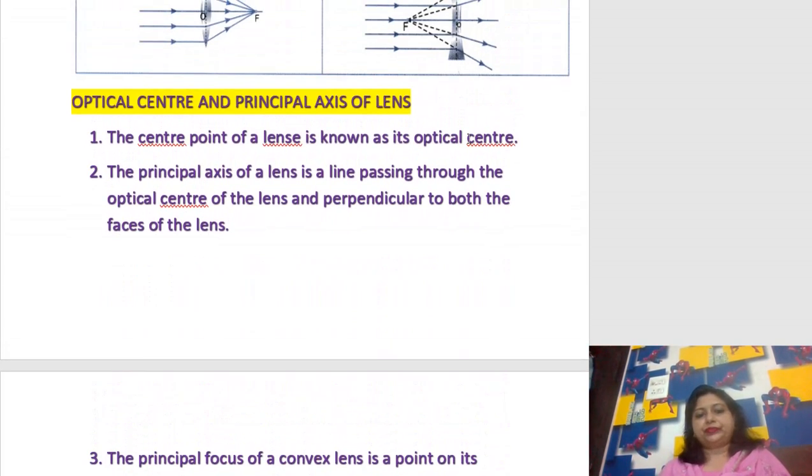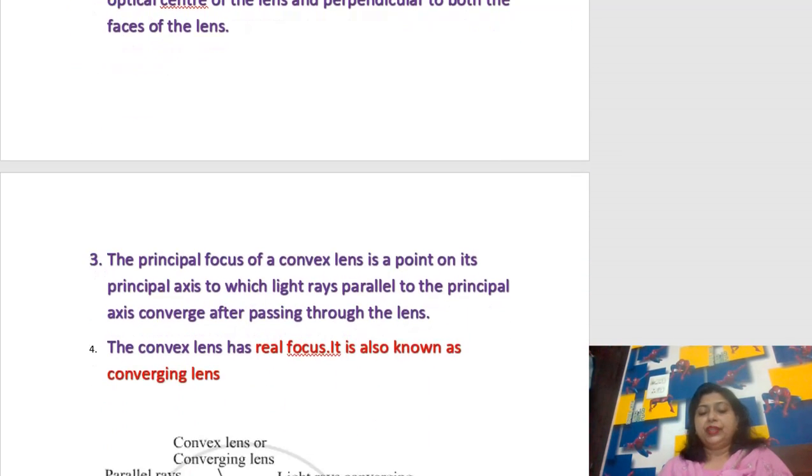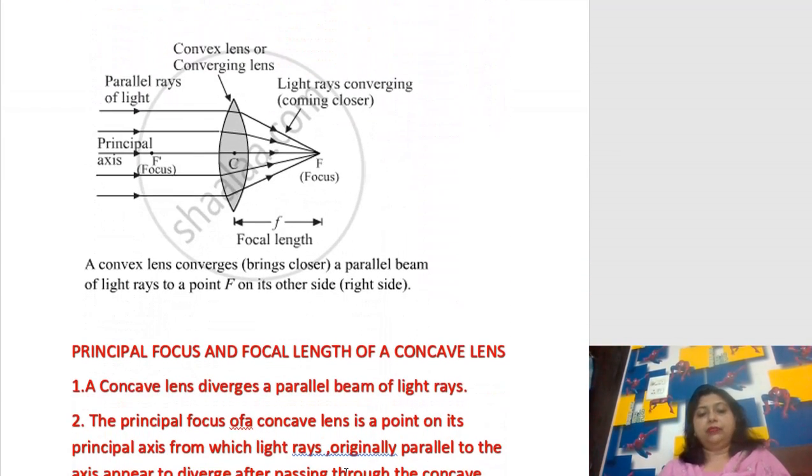The principal axis of a lens is a line passing through the optical center of the lens and perpendicular to both the faces of the lens. So what is the principal axis? Just see the diagram. Look, this is the principal axis. The rays which pass through the optical center, because this ray is not going through the optical center, so these rays are parallel to the principal axis, and this is the principal axis because these rays pass through the optical center.